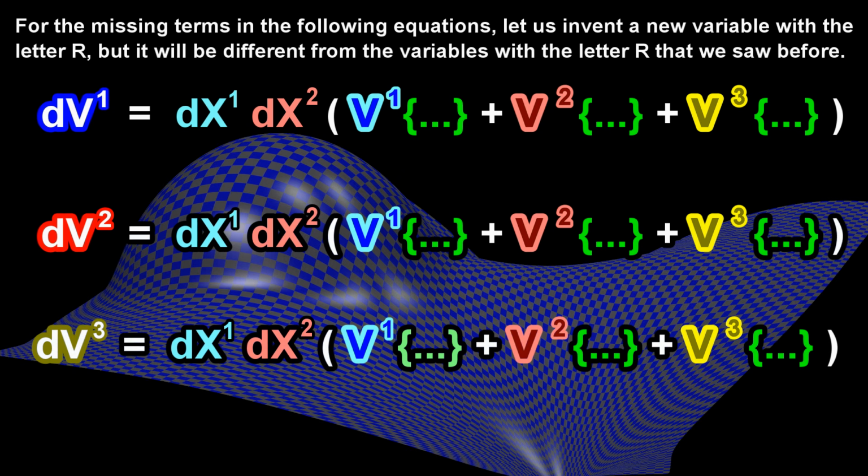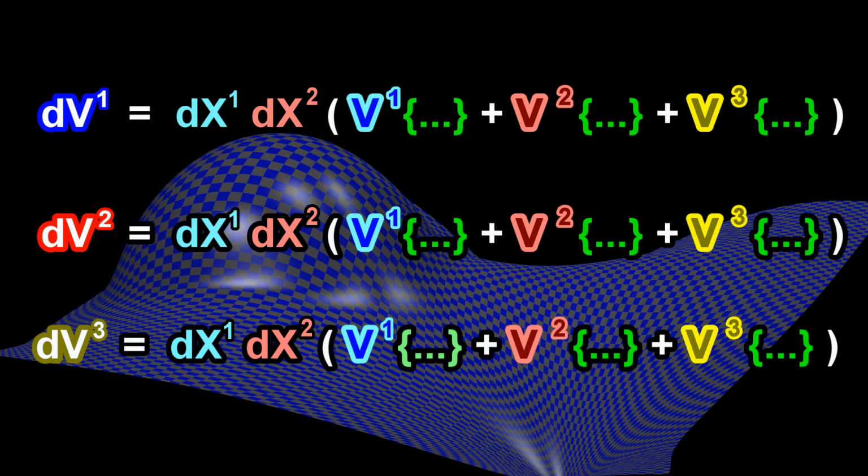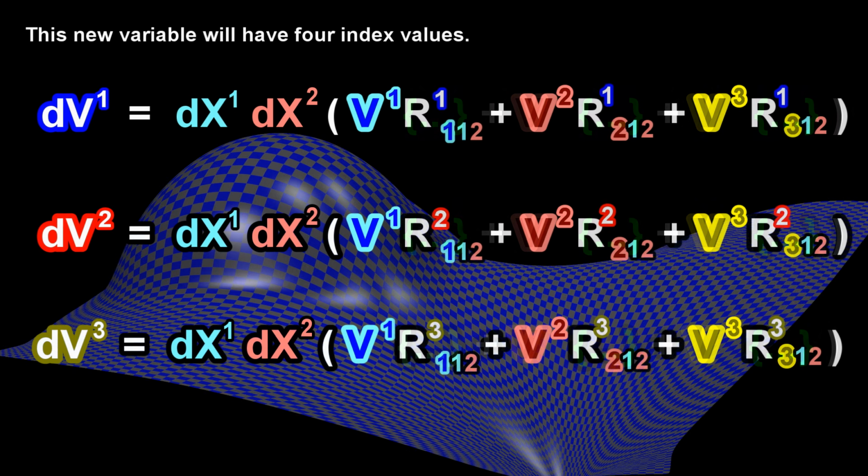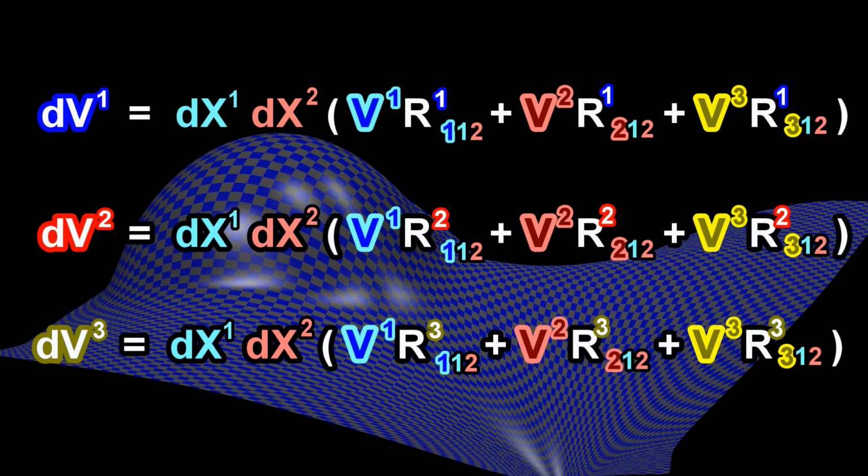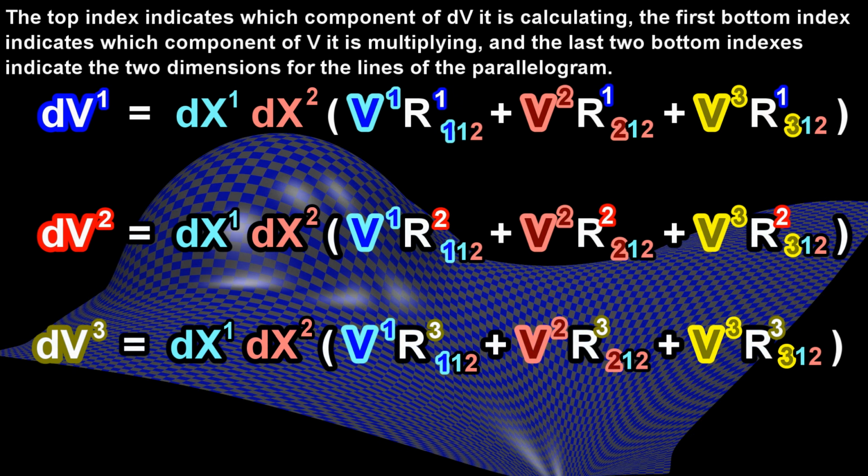For the missing terms in the following equations, let us invent a new variable with the letter r. But it will be different from the variables with the letter r that we saw before. This new variable will have 4 index values. The top index indicates which component of dv it is calculating. The first bottom index indicates which component of v it is multiplying. And the last 2 bottom indexes indicate the 2 dimensions for the lines of the parallelogram.